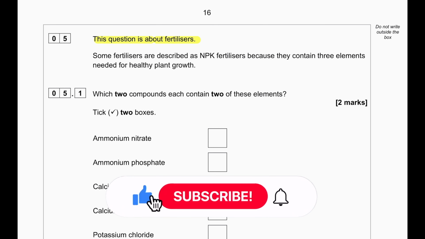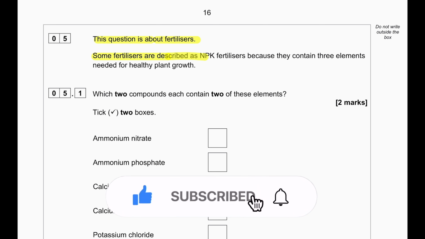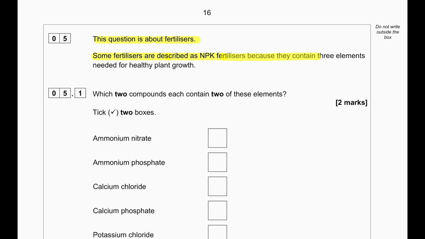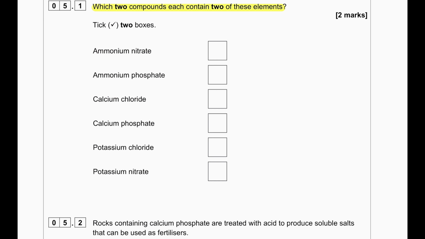This question is about fertilizers. Some fertilizers are described as NPK fertilizers because they contain 3 elements needed for healthy plant growth. Which 2 compounds contain 2 of these elements? So NPK, N stands for nitrogen, P stands for phosphorus, and K stands for potassium. So ammonium compound consists of nitrogen.